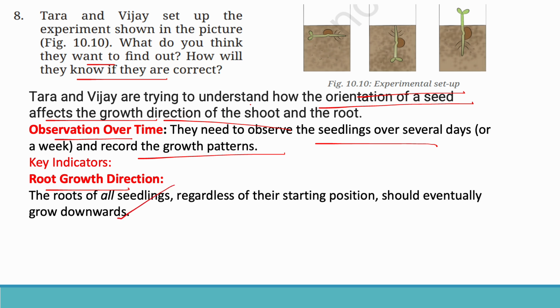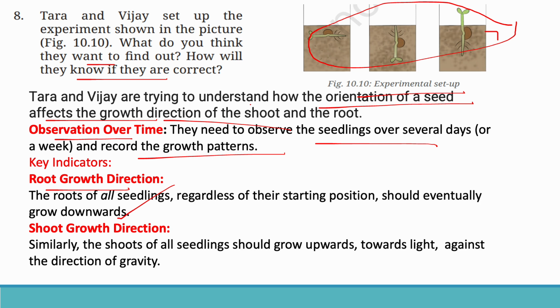In all of these pictures, the roots of all seedlings, regardless of their starting position, eventually start growing downwards. Then what about shoot growth direction? The shoots of all seedlings should grow upwards towards light, against the direction of gravity. The shoots begin to grow upwards towards light against the direction of gravity.